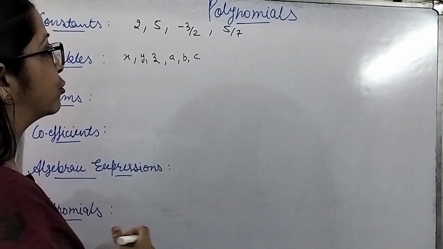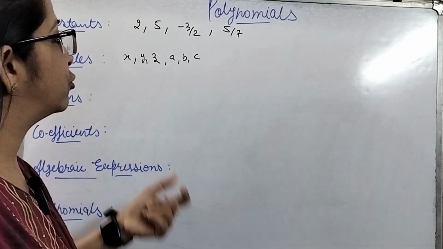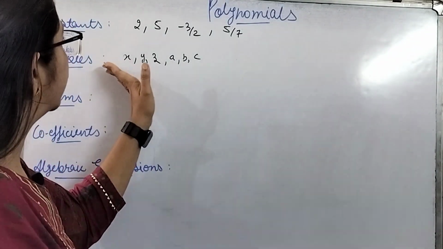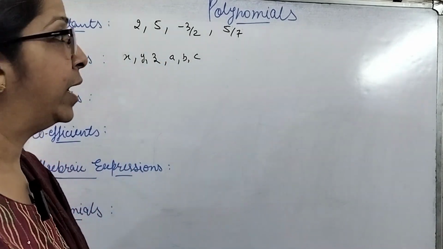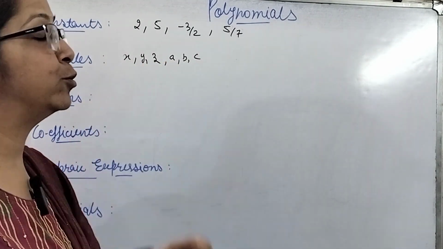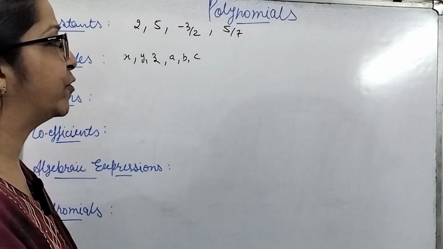Like the value of X could be 2, the value of X could be 3, the value of X could be 7 by 2 even. Whatsoever value we want to keep for these variables, we can keep, and as per the situation, their values change or vary. That's the reason they are known as variables.